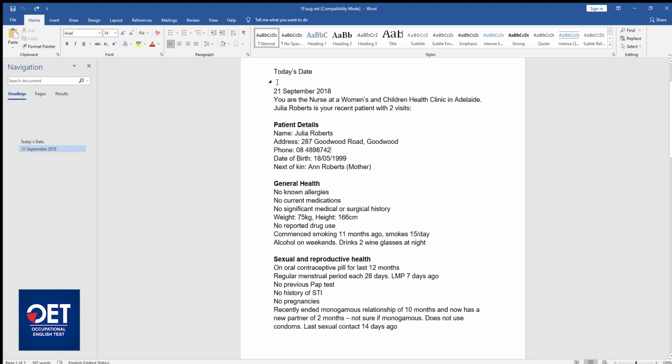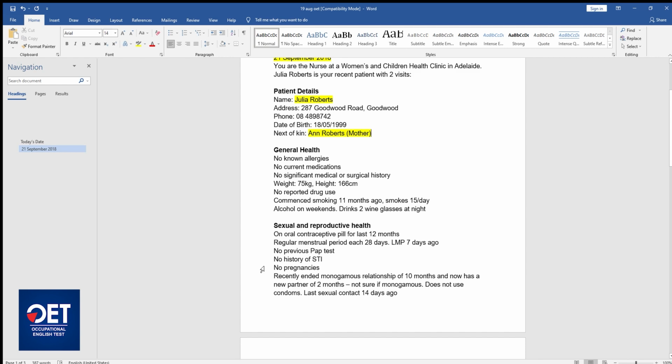Now, today's date is 21st of September 2018. Then, patient name is Julia Roberts. Okay. And her address is given to you, date of birth, and next of kin, her mother, Ms. Roberts. Further, the general health of the patient is given to you, and the sexual and reproductive health is also given.